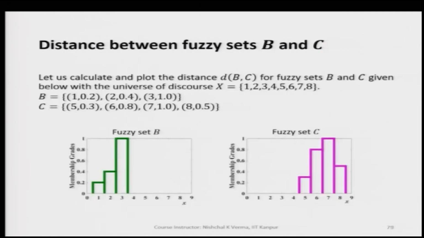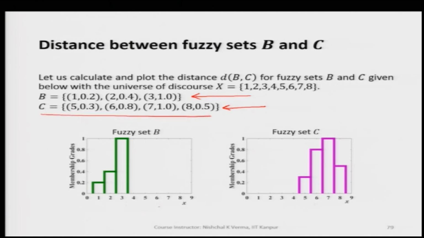Now, let us find the distance between fuzzy sets B and C, where we have B as this discrete fuzzy set which is given, and C here is another fuzzy set which is given by this expression.